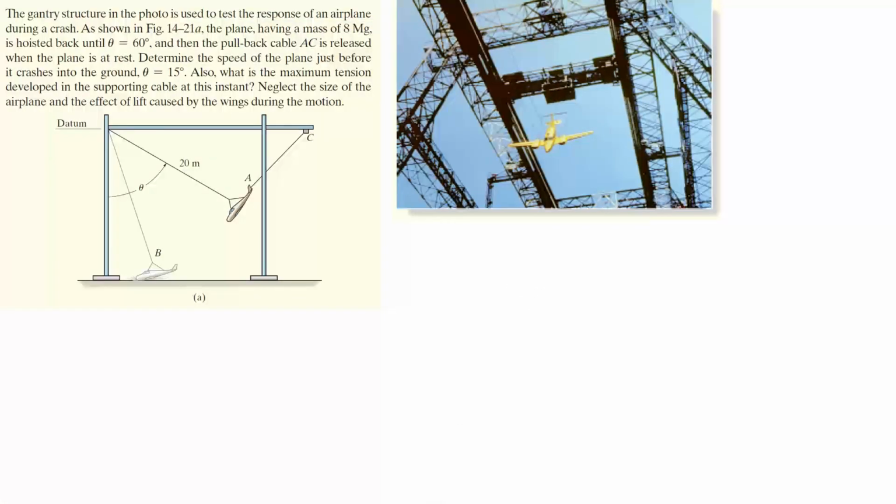Hello everyone, this is the last example of the chapter. So the problem statement is that we have a plane with a mass of 8 Mg. So that means 8,000 kilograms. The theta is 60 degrees initially, so that means theta 1 is 60 degrees.